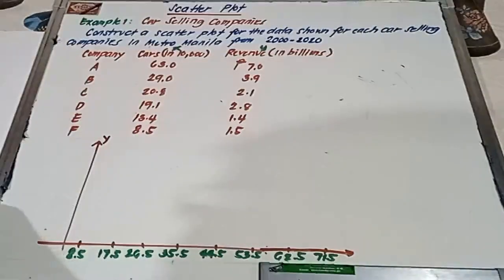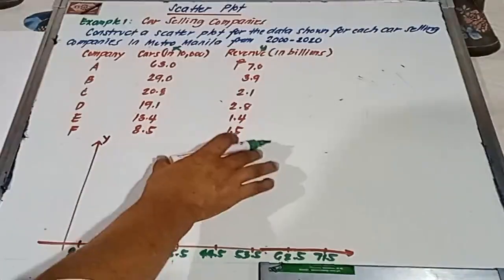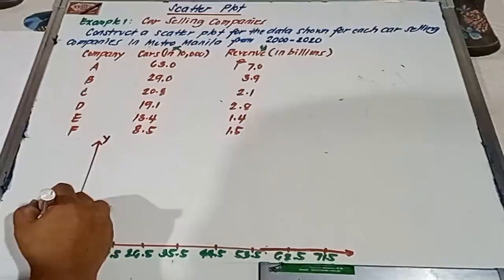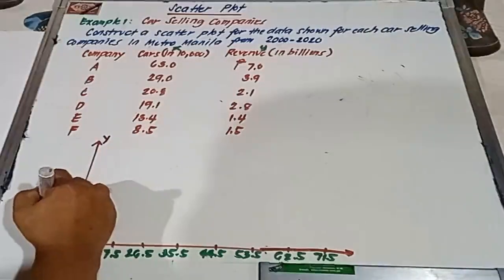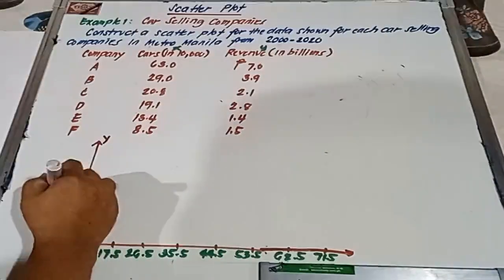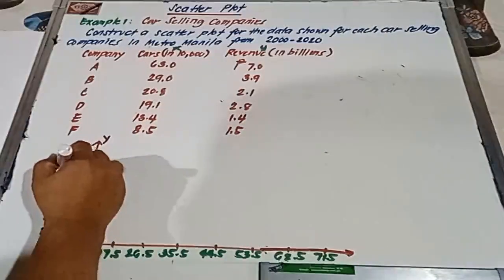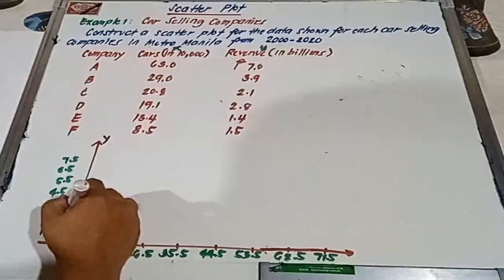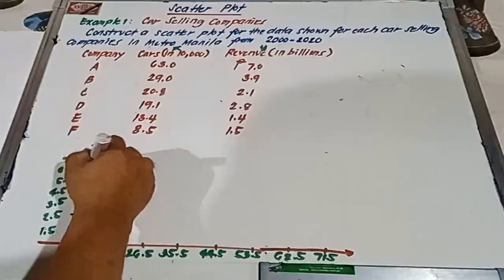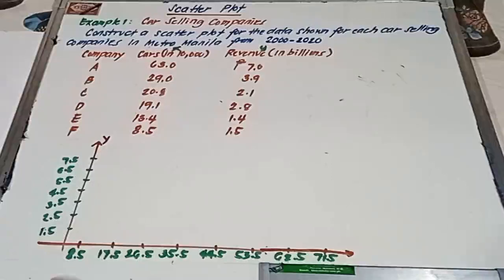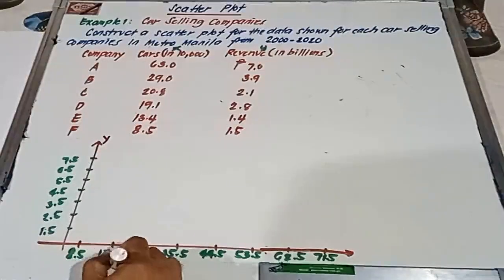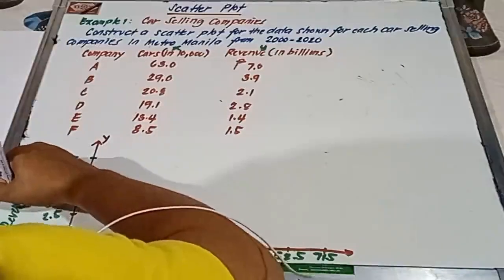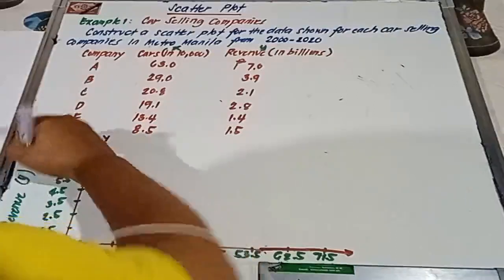Now, dito naman sa taas, I suggest start na lang tayo sa lowest, which is 1.5. So, 1.5 here. Increment na lang tayo ng 1. So, 2.5, 3.5, 4.5, 5.5, 6.5, and 7.5. So, ito yun. 1, 2, 3, 4, 5, 6, 7. Now, so, ito yung ating cars. Ito yung X natin. Ito yung ating revenue. Ito yung Y. Okay?